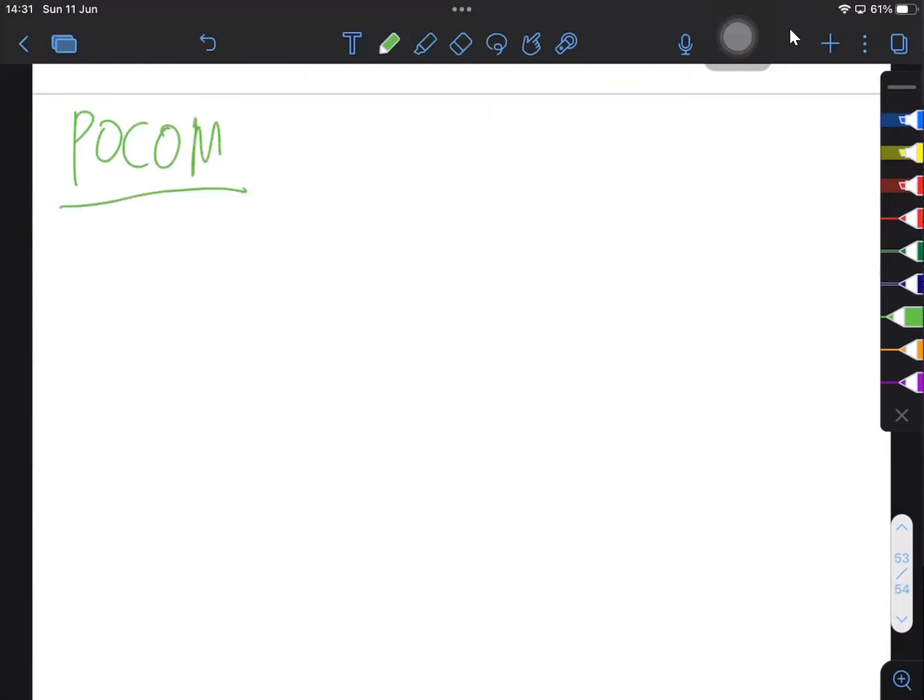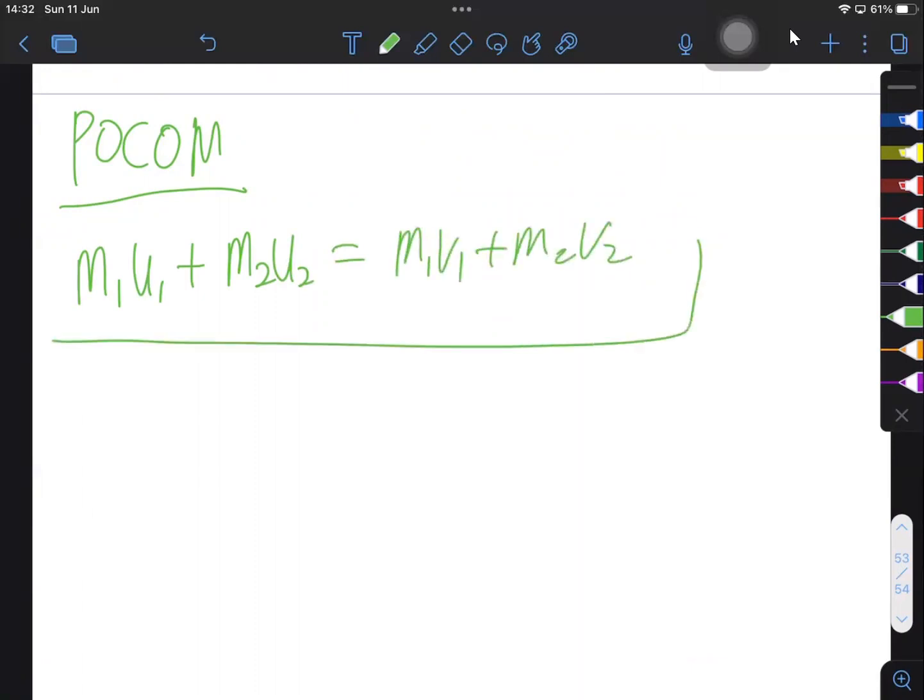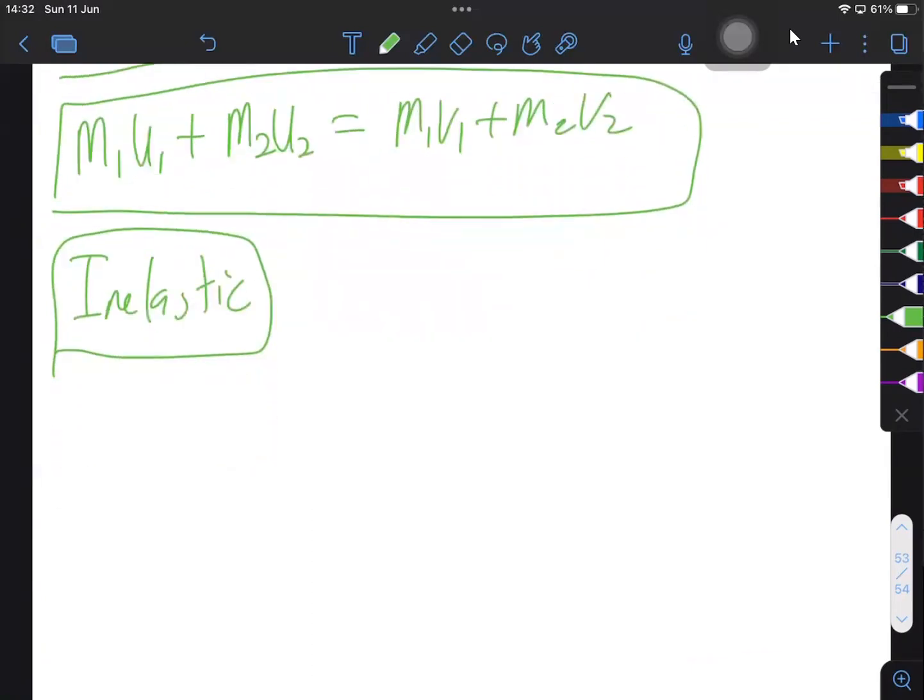What's the principle of conservation of momentum again? Guys. M1 V1 plus M2 V2 equals M1 V1 minus... I must say, good attempt, but I lost you halfway there already. It's M1U1 plus M2U2 equals M1V1 plus M2V2. Among these formulas, the most commonly asked in your exam is going to be inelastic collision, guys. How does inelastic collision look like again?